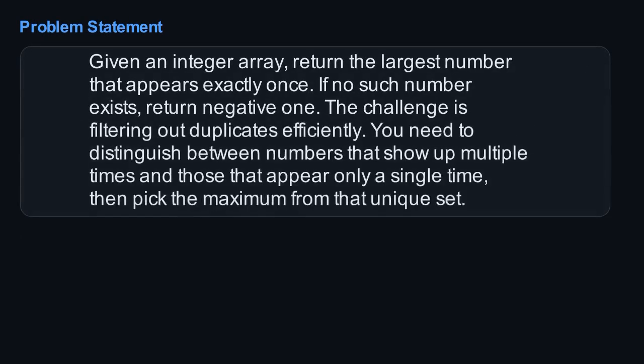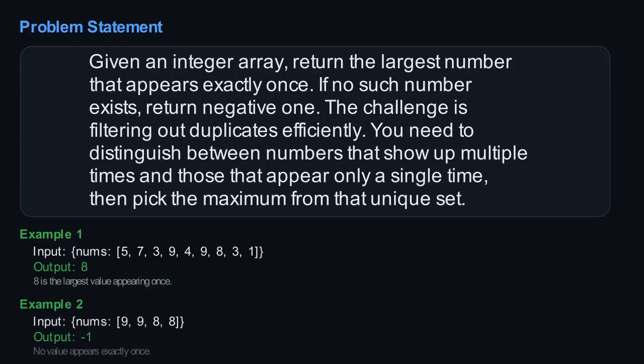Given an integer array, return the largest number that appears exactly once. If no such number exists, return -1. The challenge is filtering out duplicates efficiently. You need to distinguish between numbers that show up multiple times and those that appear only a single time, then pick the maximum from that unique set.